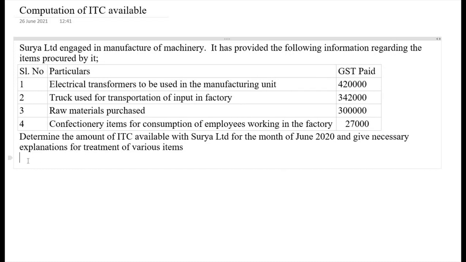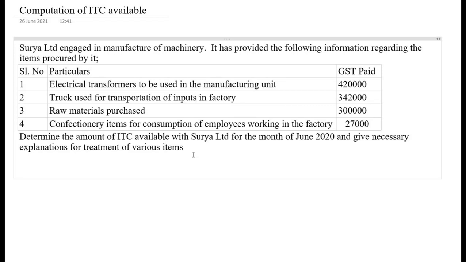First, let's have a discussion here. Electrical transformers to be used in the manufacturing unit: as they are used in the manufacturing process, the ITC is available. Then the truck used for transportation of inputs in the factory, on which also the ITC is available. Then raw materials, of course, are used in manufacturing, so ITC is available. Confectionery items for consumption of employees working in the factory are not eligible here.